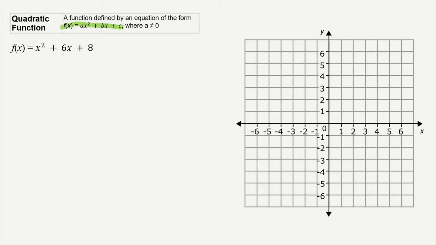bx plus c. You have your x squared term, your x term, and your constant term, the one without a variable. And then we're going to worry about graphing them first of all. And when you graph a quadratic function, it creates a curve that looks something like this, a U. And it is called a parabola. Now it might be skinnier or wider or in a different location, but it's always this U shape when you graph an x squared function.